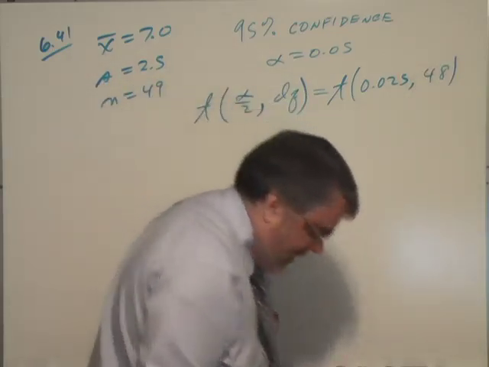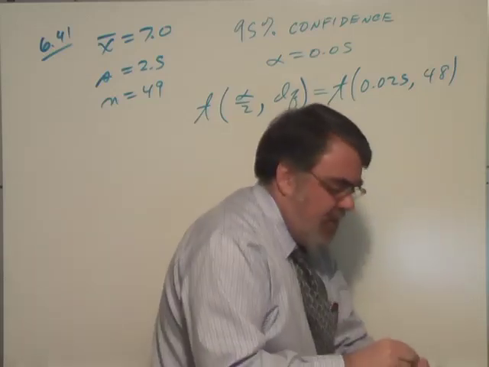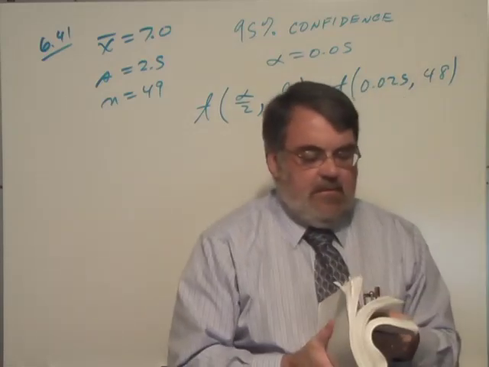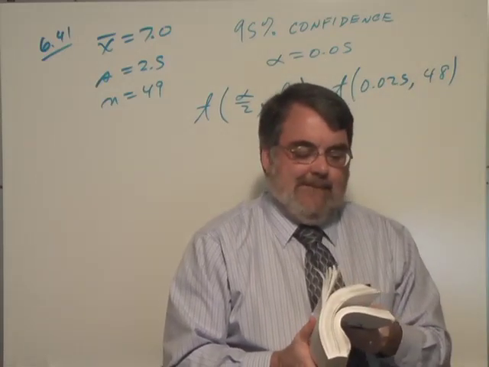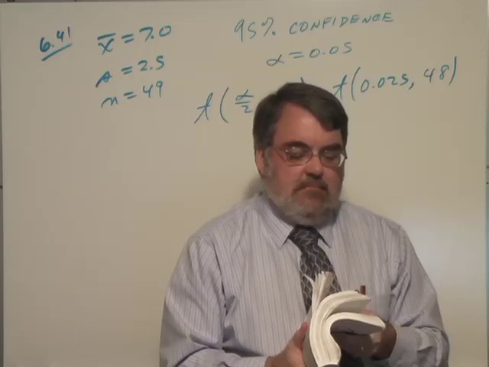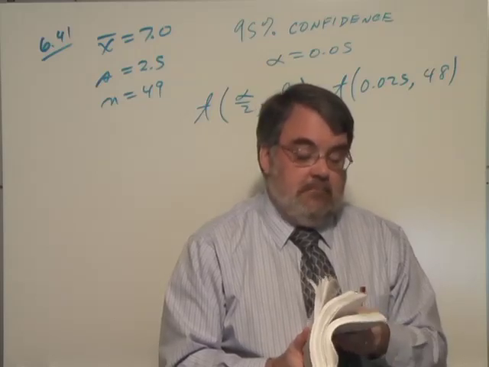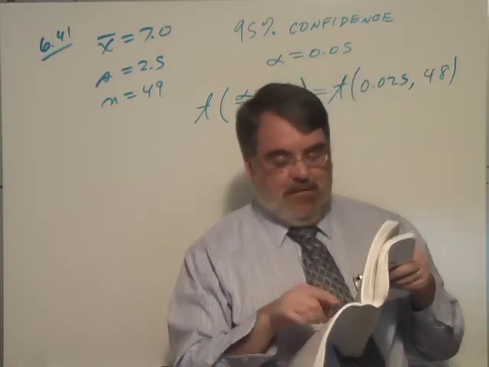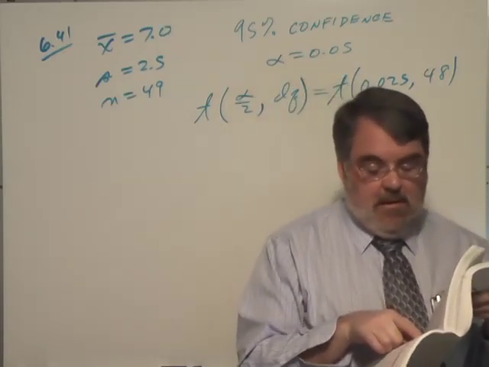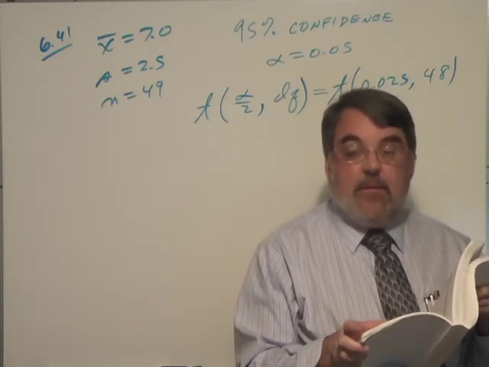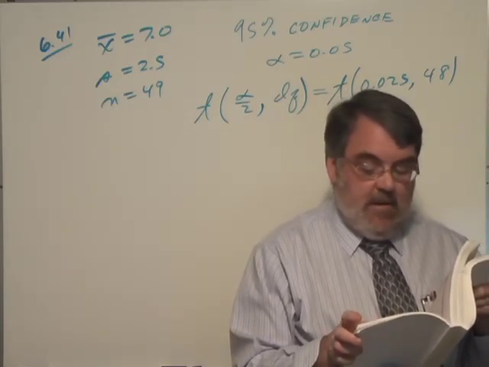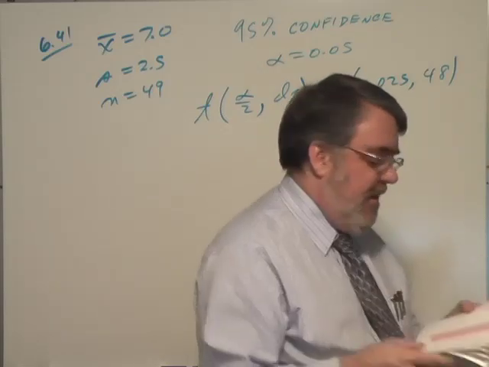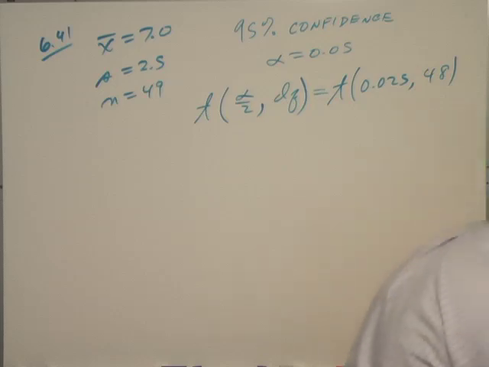So let's look that up on page 651, I believe. 651. Okay. So we'll go down the line where it says 48 degrees of freedom and go across under the probability for 0.025, and this time I get 2.01. So that t-score is 2.01.